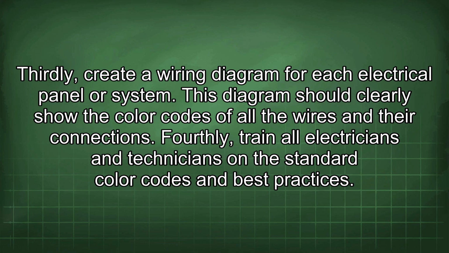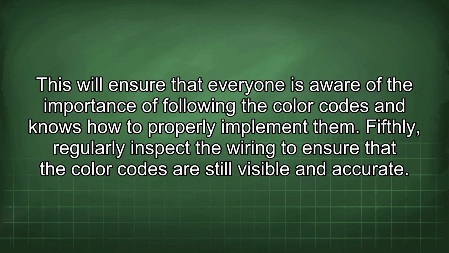Thirdly, create a wiring diagram for each electrical panel or system. This diagram should clearly show the color codes of all the wires and their connections. Fourthly, train all electricians and technicians on the standard color codes and best practices. This will ensure that everyone is aware of the importance of following the color codes and knows how to properly implement them. Fifthly, regularly inspect the wiring to ensure that the color codes are still visible and accurate.